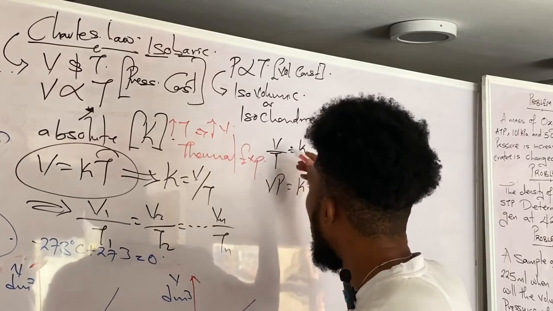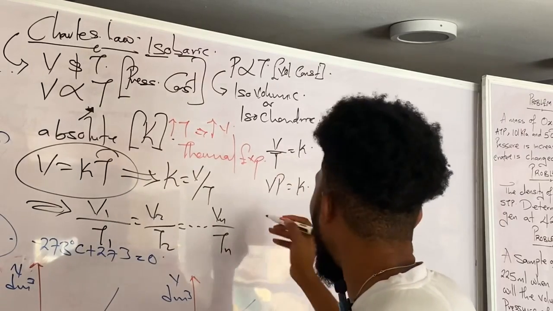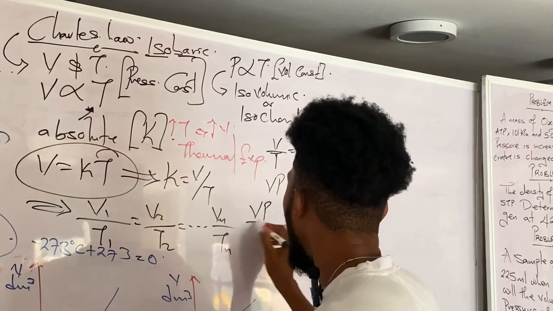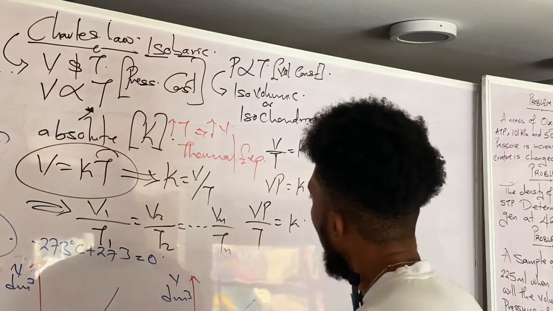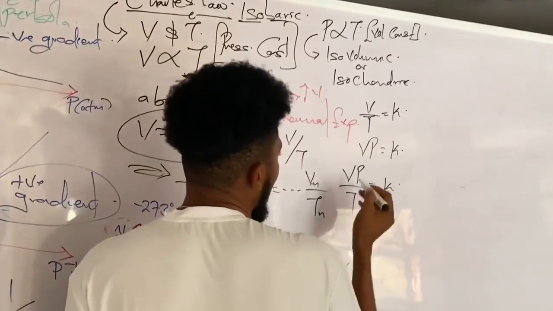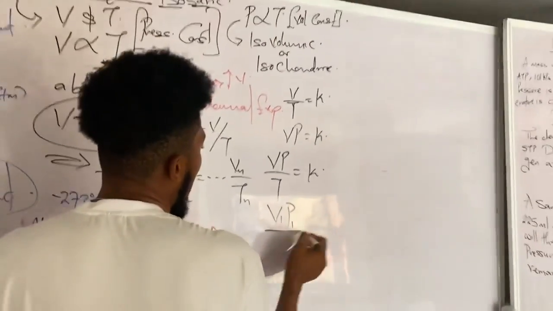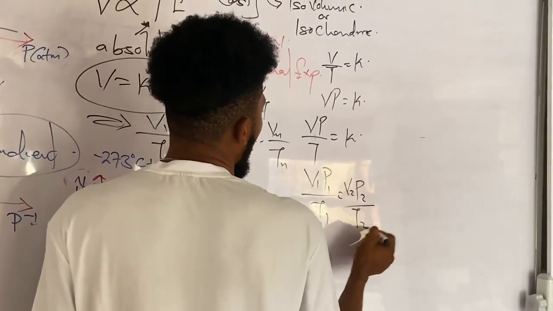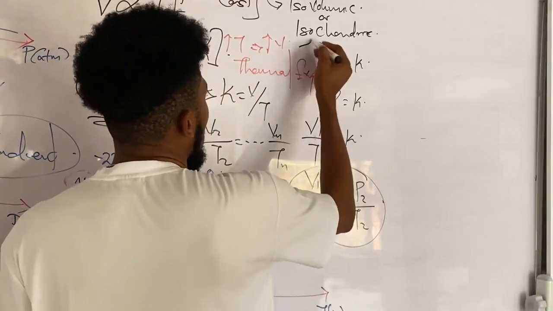So if we join these two together without repeating any of the parameters, that's where you have VP over T is a constant. You understand that now? So VP over T is a constant. That's why the general gas equation says that V1 P1 over T1 is equal to V2 P2 over T2. This is your general gas equation.